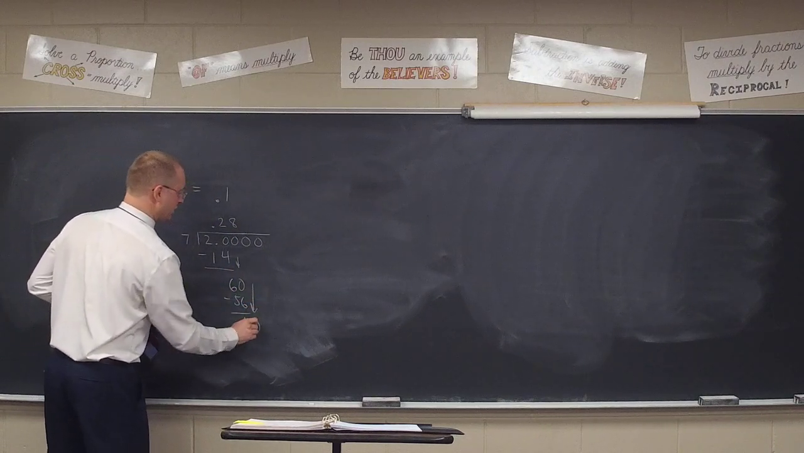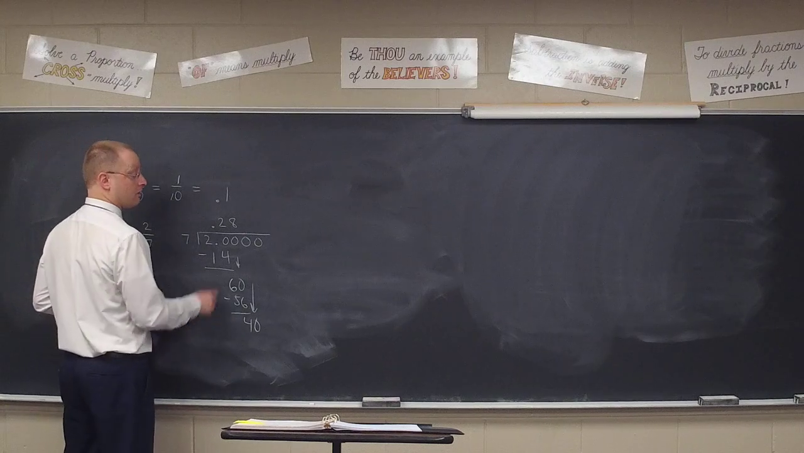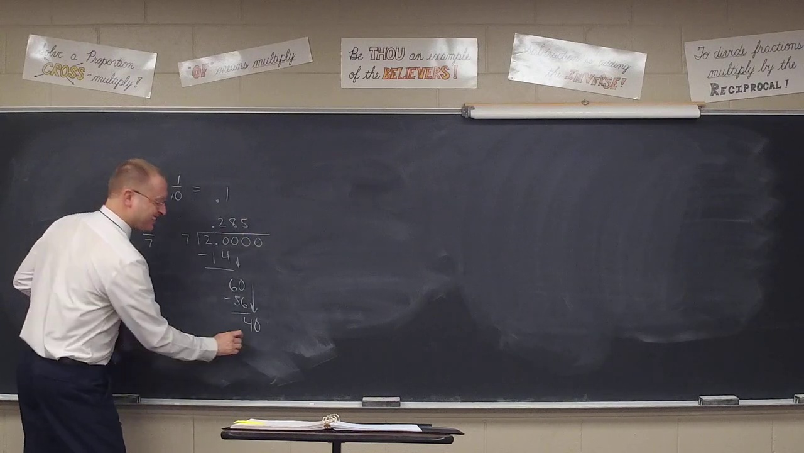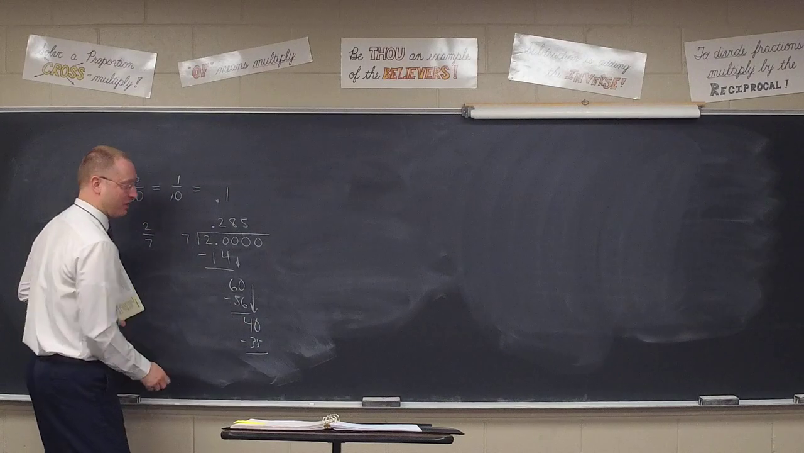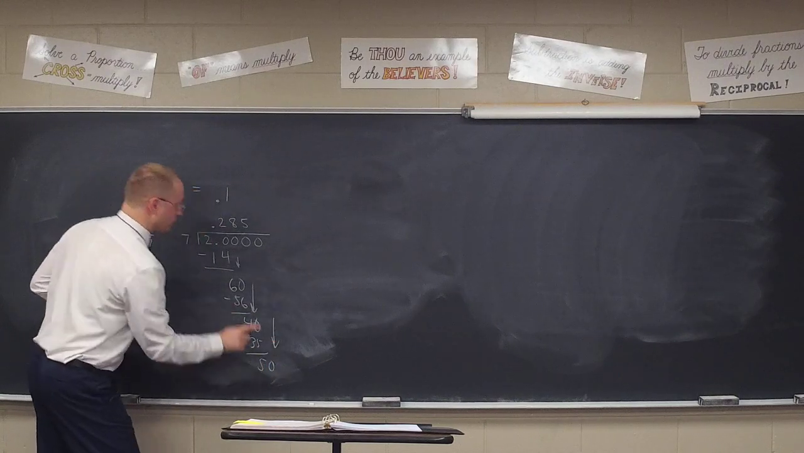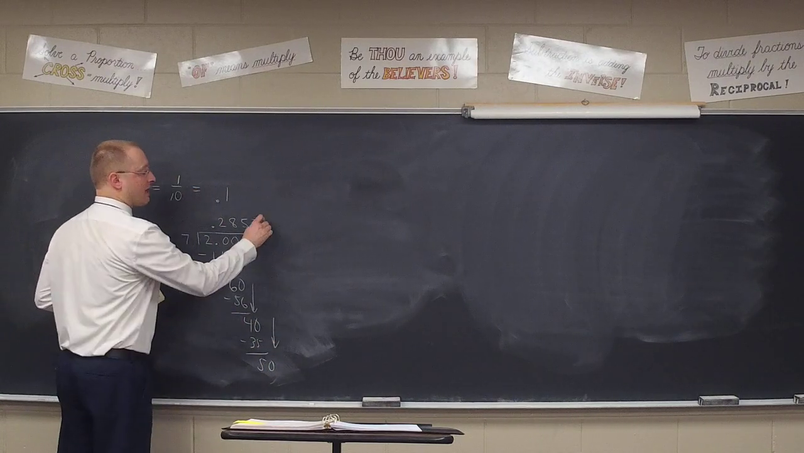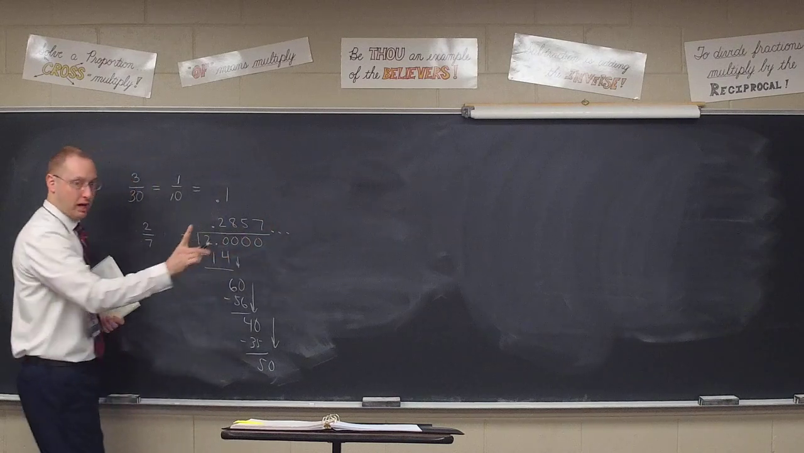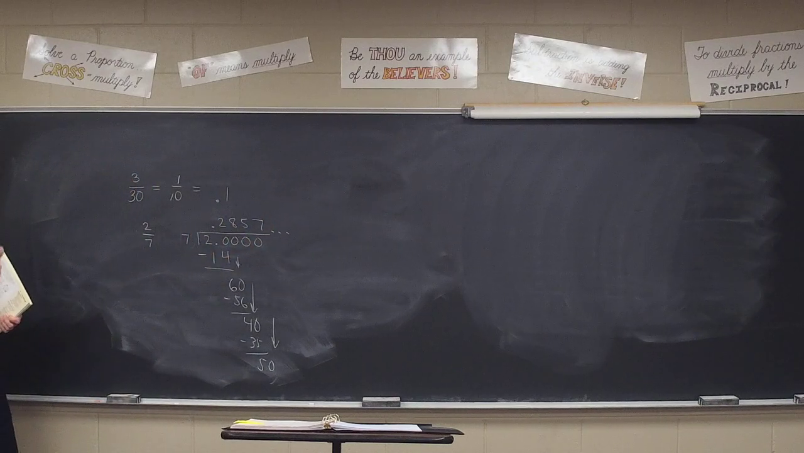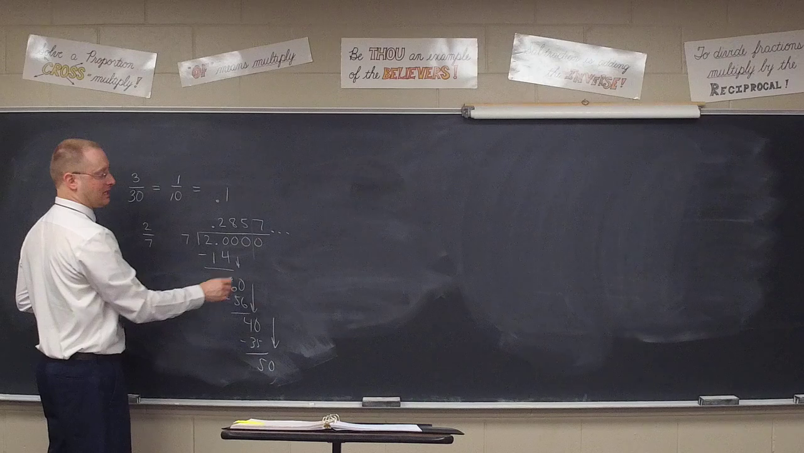We'll bring down another 0. 7 goes into 40. 5 times, because that's 35. That leaves us with 5 left over. We bring down the final 0. 7 goes into 50. 7 times. Now it's going to keep going, right? But I don't care. I'm cutting it off right here.